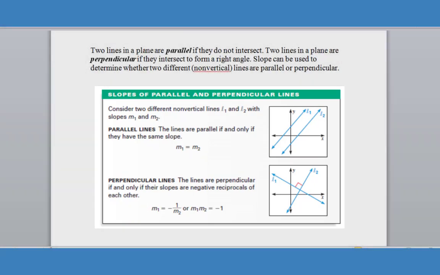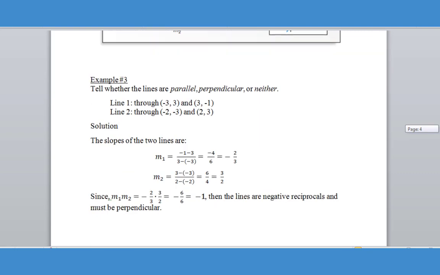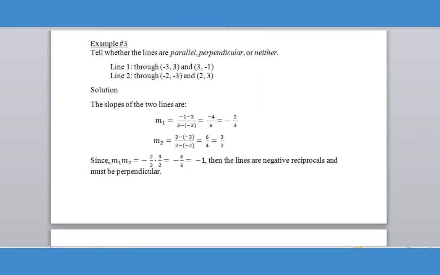And so we'll have some problems asking you whether different lines are parallel, perpendicular, or neither, and you can see in example 3, this is a perfect example of it. We give you two lines passing through a couple of points for each line. So your first task is to find the slope of each line and then make a comparison of those slopes.